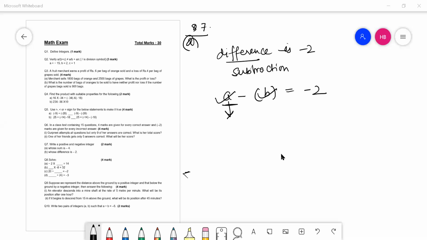Yeah. So one smart thing to do here is, if I take a, I can take a negative number, so as to avoid the complexity of getting b as a negative number. So I'm thinking of taking a as a negative number and b as a positive number. So how will I get -2? If I take a as -1 and b as 1, I get -2 as an answer.